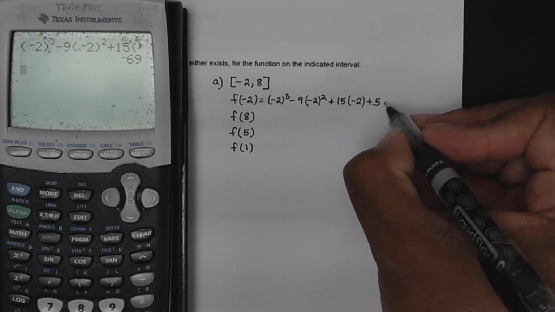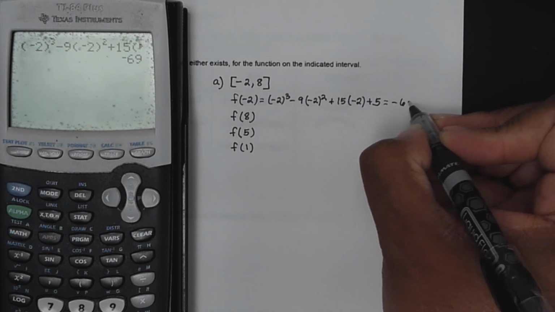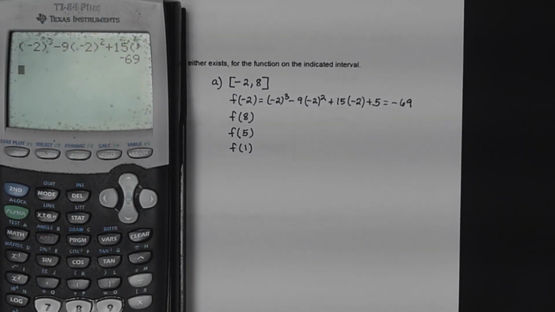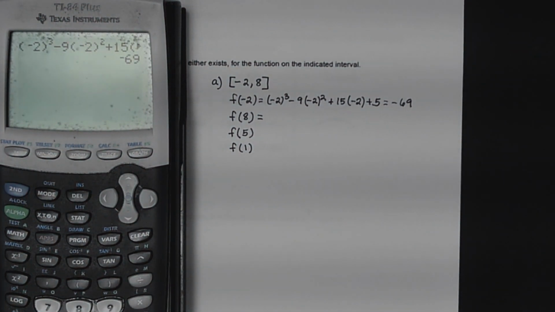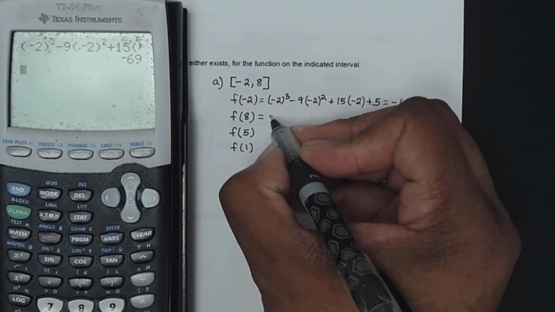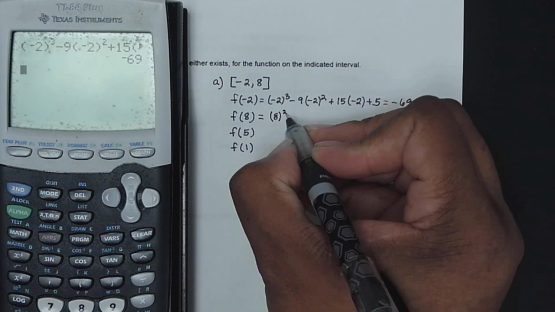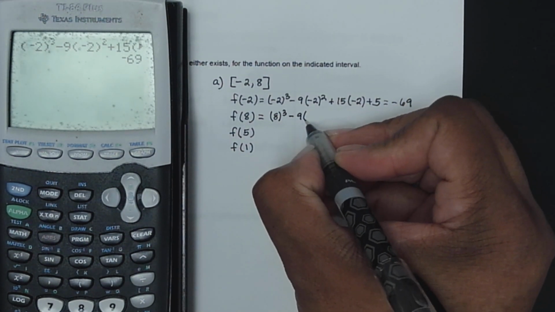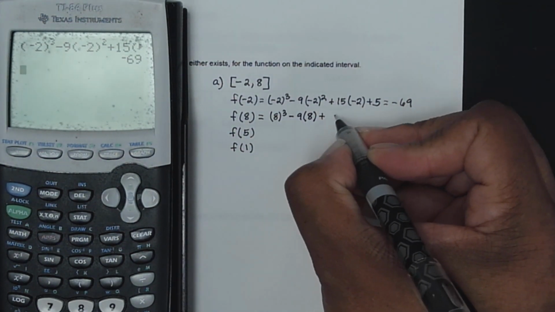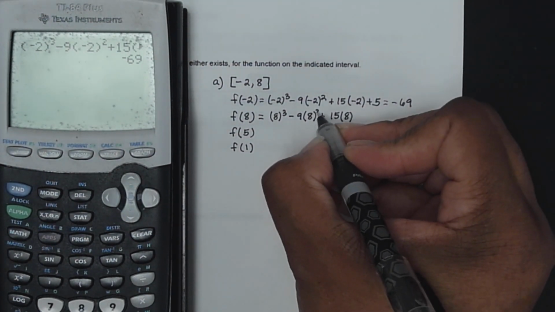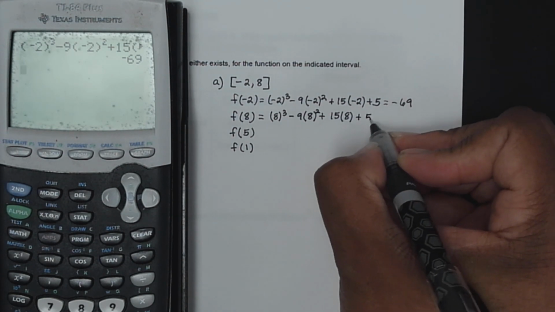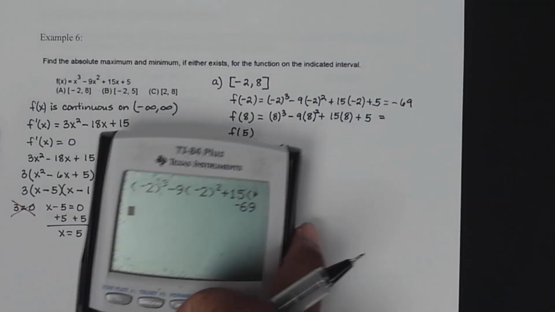That would be -69. And now for f of 8. Here I'm going to replace each x with 8, so this will be 8 cubed minus 9 times x, which is 8, plus 15 times x, which is 8, and this 8 needs to be squared, plus 5.